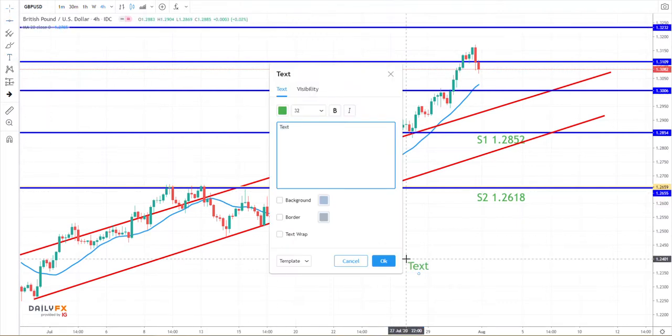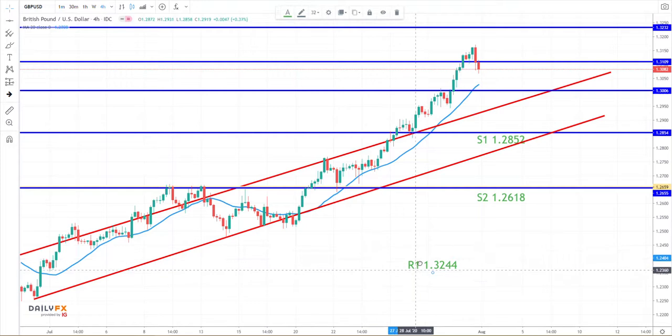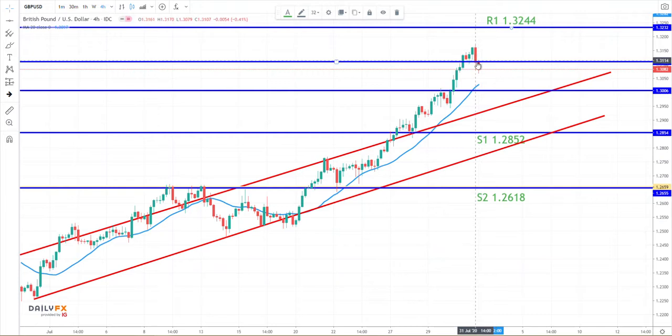Okay. R1, yes, 132.44. So it's really about timing too. If it's going into the UK market and over the Asian market, price has receded back down and it's sitting on this support and on this moving average, there's a good chance that the London market is going to try to throw up a new high.